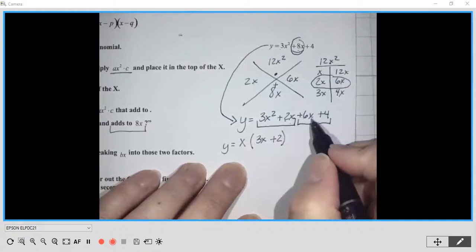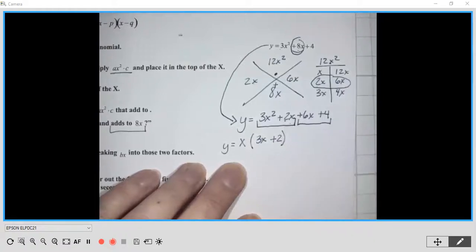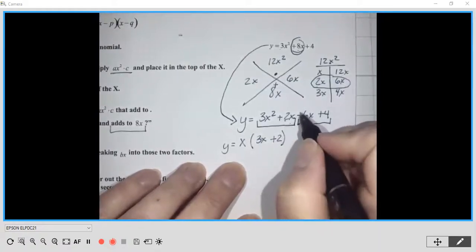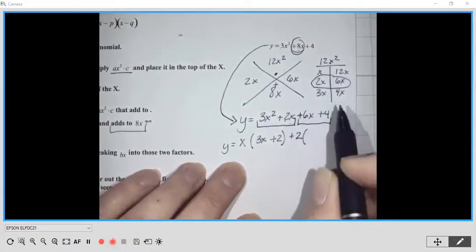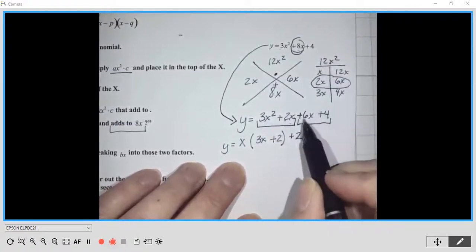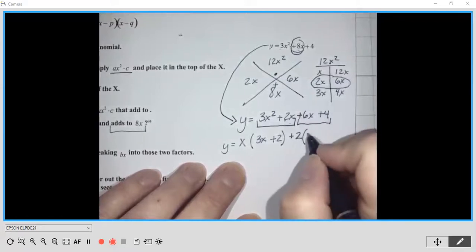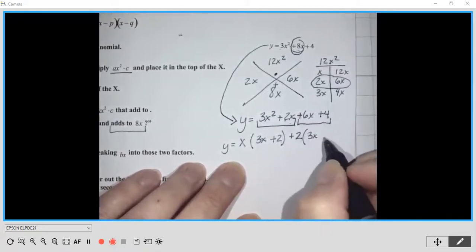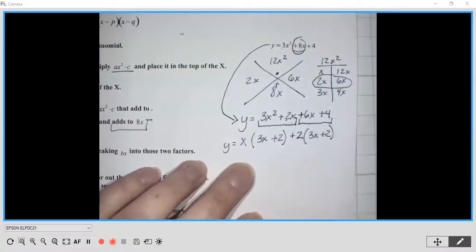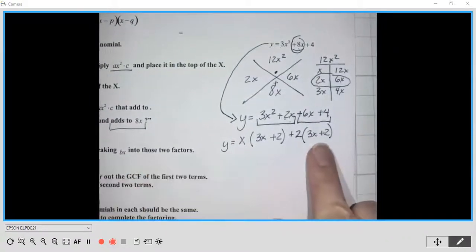Okay, 6x plus 4. What's the greatest common factor there? 2. So we'll say plus, because this is a plus, 2, which I'm factoring out of the second group. What is 6x divided by 2? 3x. What is positive 4 divided by 2? Positive 2.